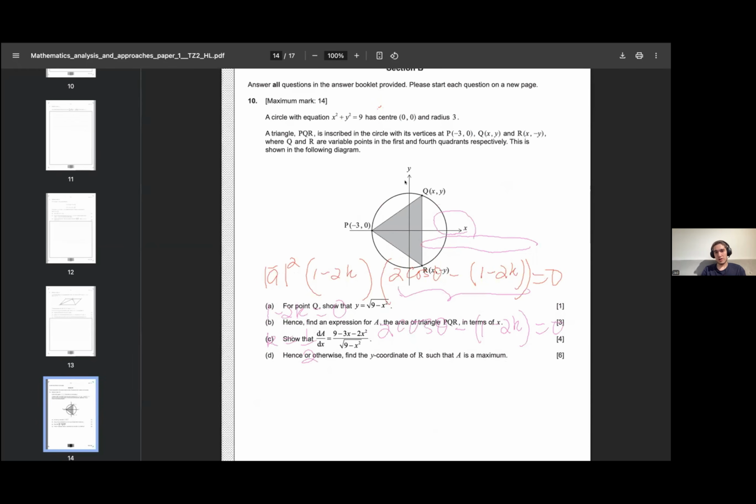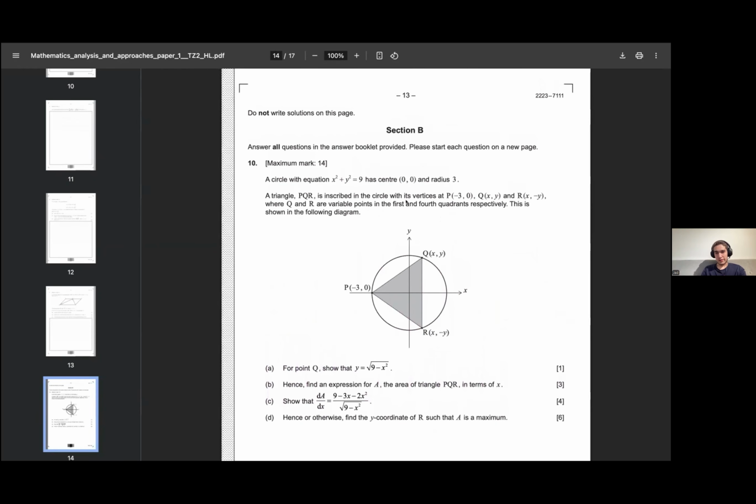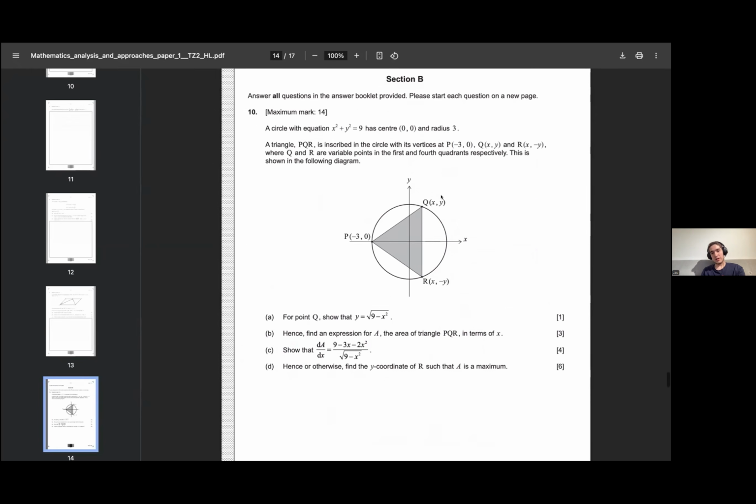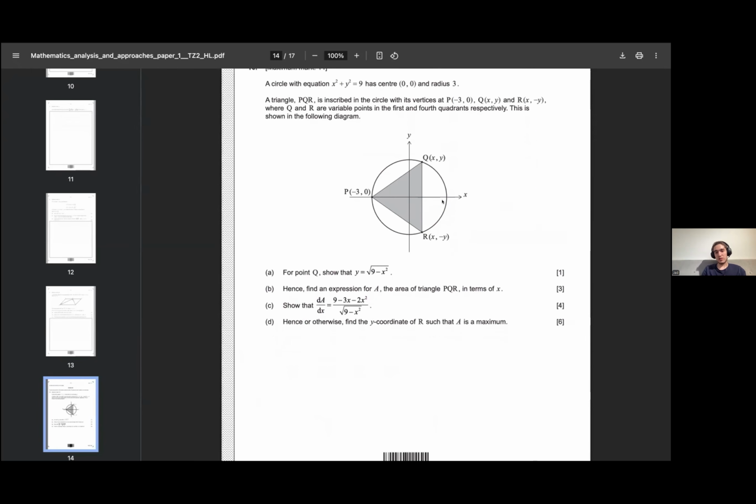Okay, so a circle with equation x squared plus y squared equals 9 has a center of 0, 0, and a radius of 3. A triangle PQR is inscribed in the circle with its vertices at P(-3, 0), Q(x, y), and R(x, -y), where Q and R are variable points in the first and fourth quadrants respectively. This is shown in the following diagram. For point Q, show that y equals the square root of 9 minus x squared.